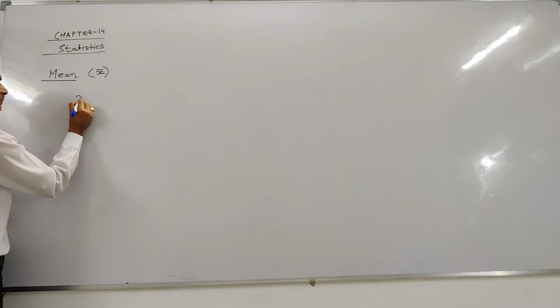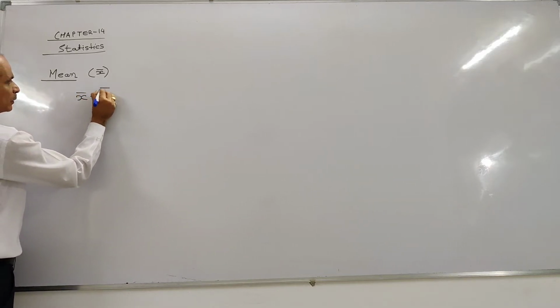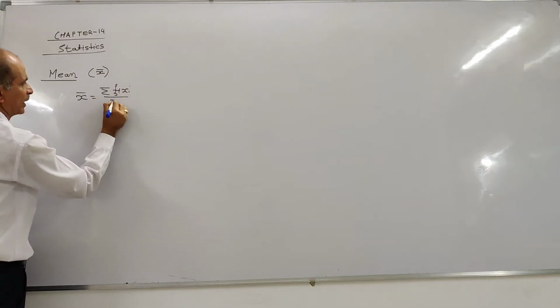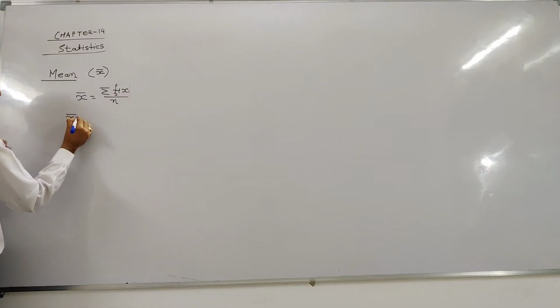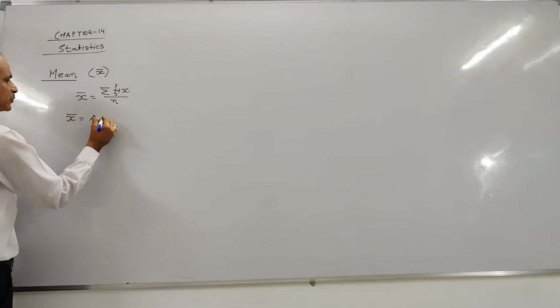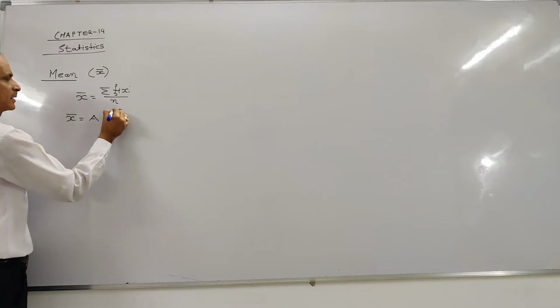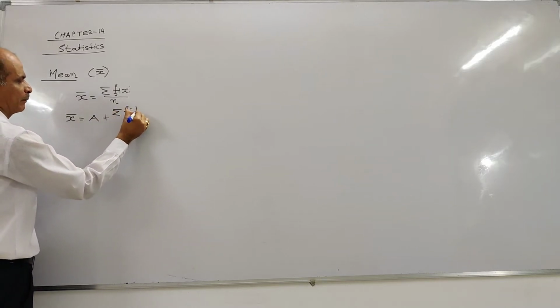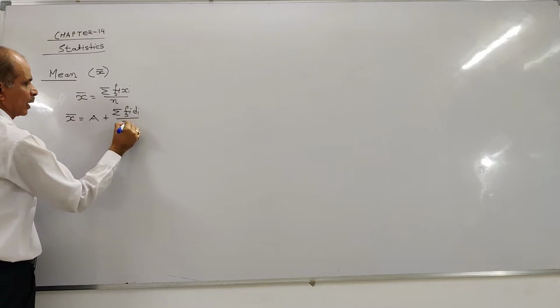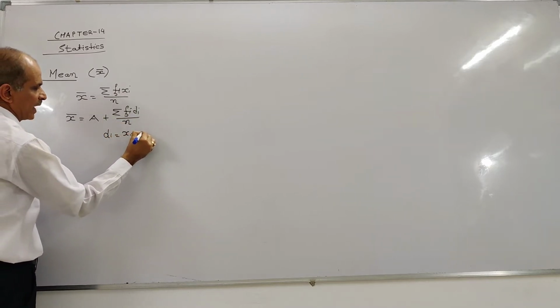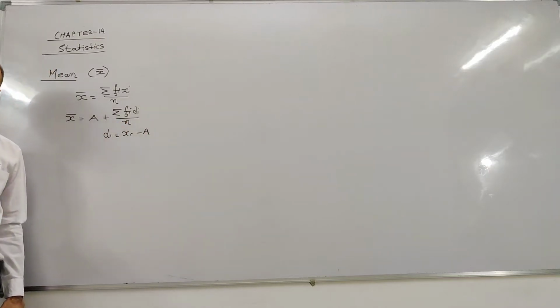As you know, there are three main methods to find the mean of grouped data. The first method is x bar equals sigma fi xi upon n. You can also use another method, the assumed mean method, where x bar is equal to a plus sigma fi di upon n, where di is equal to xi minus a.